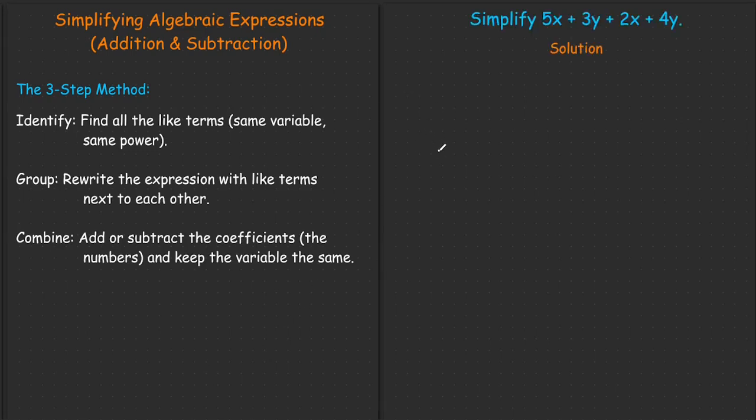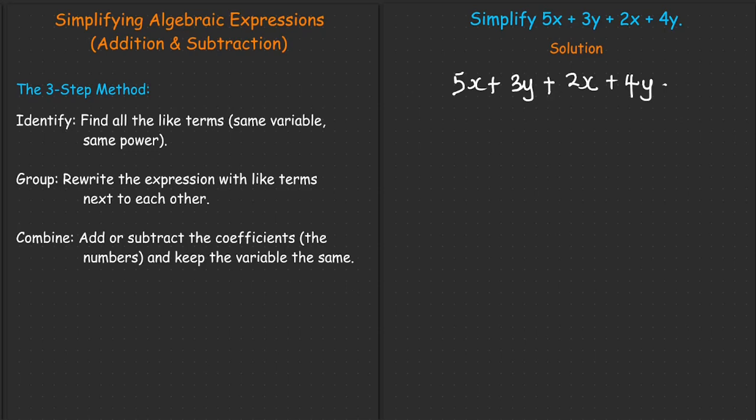So with our first example here, it says 5x plus 3y plus 2x plus 4y. Let me write that. We have 5x and then plus 3y plus 2x and then plus 4y. The 5 here is the coefficient of x. 3 is that of y, 2 is that of x, then 4 is that of what? y. The first instruction said we are to do what? We are to identify all the like terms.